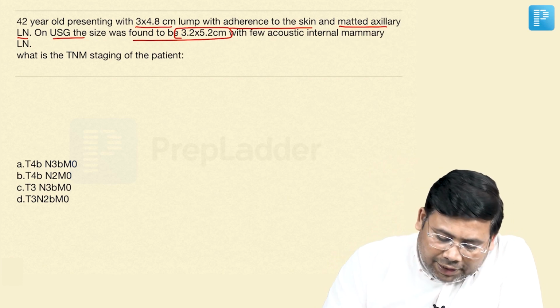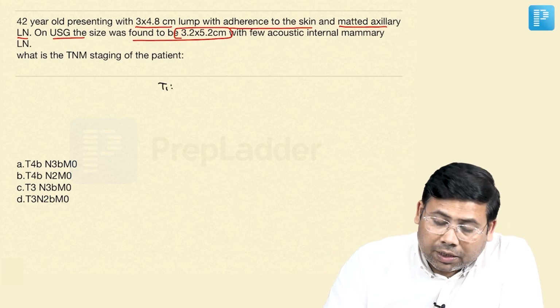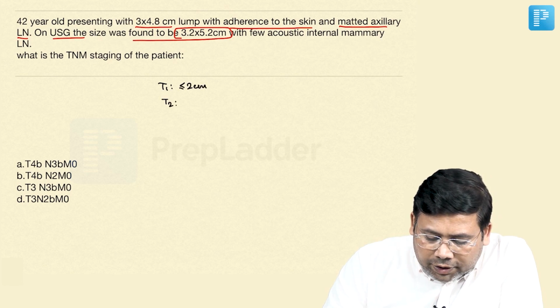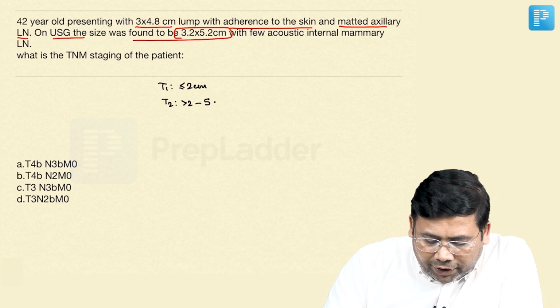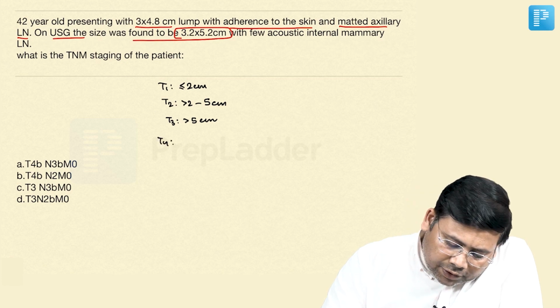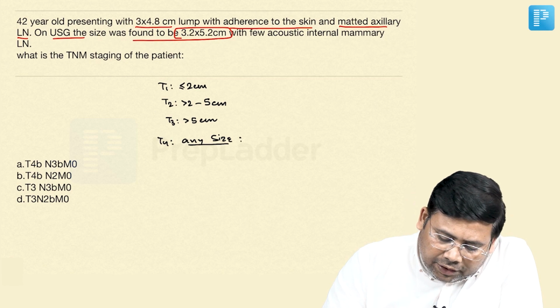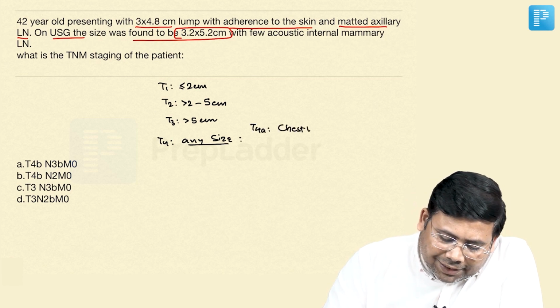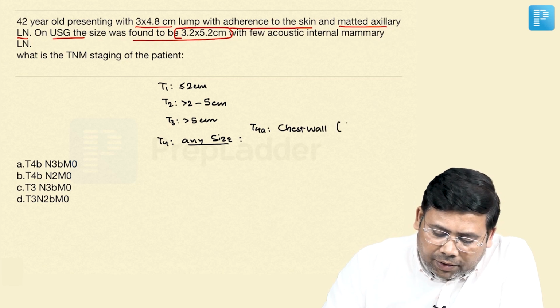Students try to understand. You know that T1 is less than or equal to 2 centimeter. T2 is more than 2 up to 5. T3 is more than 5 centimeter, and T4 is any size with invasion into the skin or chest wall. So into the chest wall it is T4A, but remember pectoralis major is not a part of this.